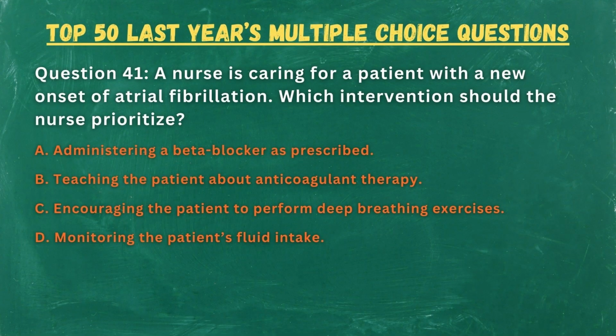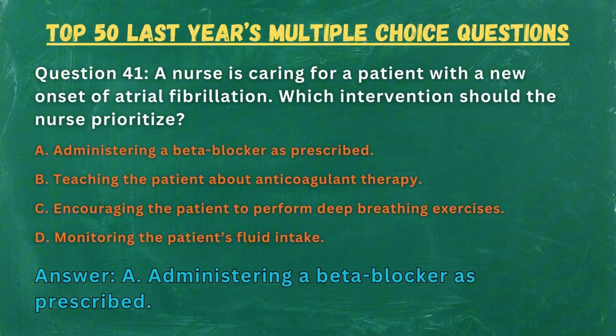Question 41. A nurse is caring for a patient with a new onset of atrial fibrillation. Which intervention should the nurse prioritize? A. Administering a beta blocker as prescribed. B. Teaching the patient about anticoagulant therapy. C. Encouraging the patient to perform deep breathing exercises. D. Monitoring the patient's fluid intake. Answer: A. Administering a beta blocker as prescribed.